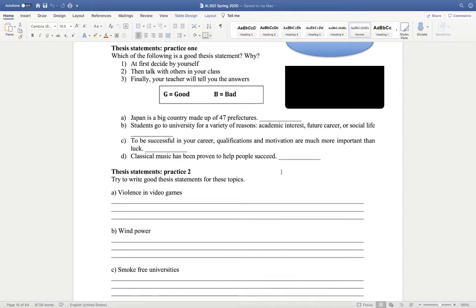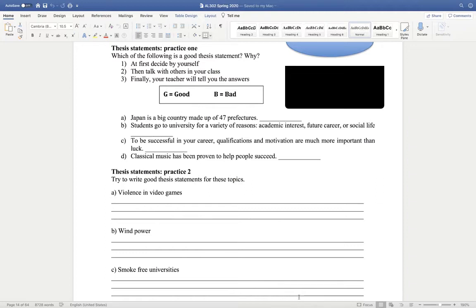So the first one. Japan is a big country made up of 47 prefectures. Good or bad? It's bad. And the reason for that is it's just a statement. There's a topic, which is Japan is made up of 47 prefectures, but there's no writer's opinion whether this is a good or a bad thing, and there's no further topics that can be discussed in the essay. So this is a bad example of a thesis statement.